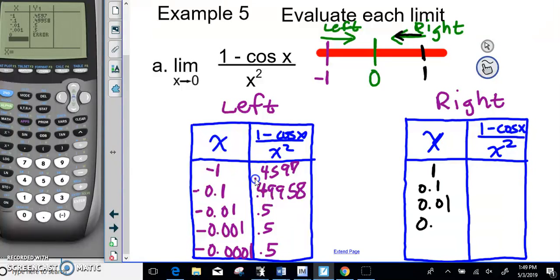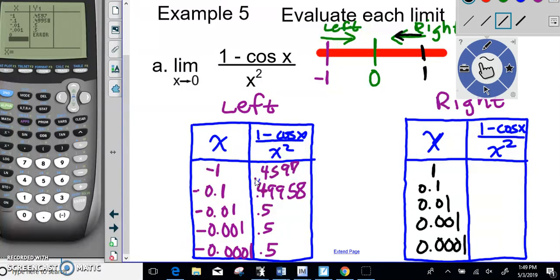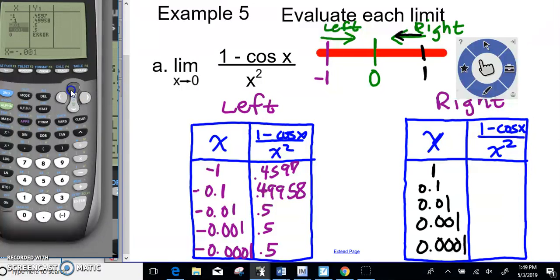0.01, 0.001, then 0.0001. And we're going to see again how this works. The equation's already in your calculator, so all you have to do is come back up here and put the numbers in, writing over top of it. So in other words, go up here and type 1, then 0.1, then 0.01, then 0.001, then 0.0001. Just like that, that's what should have happened on the last table.